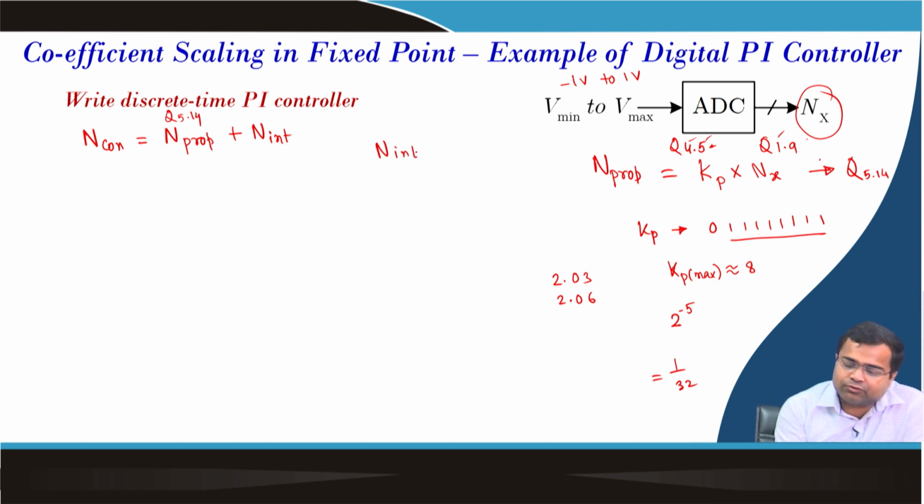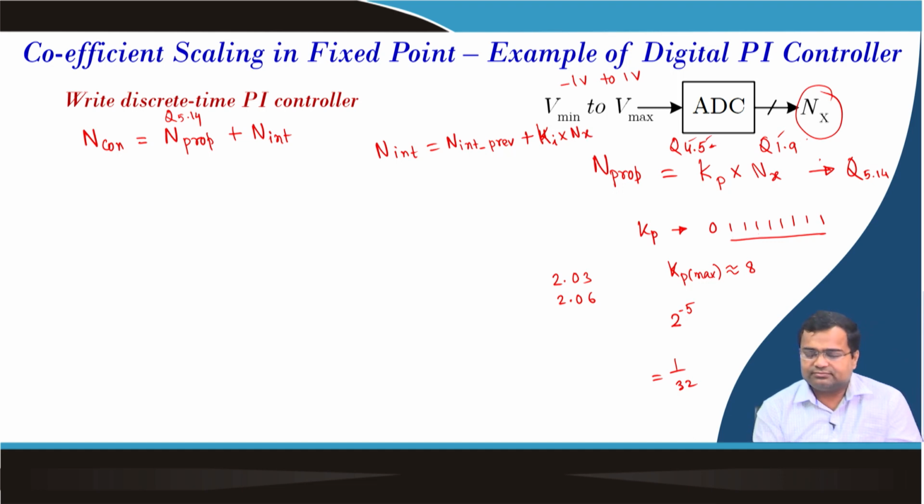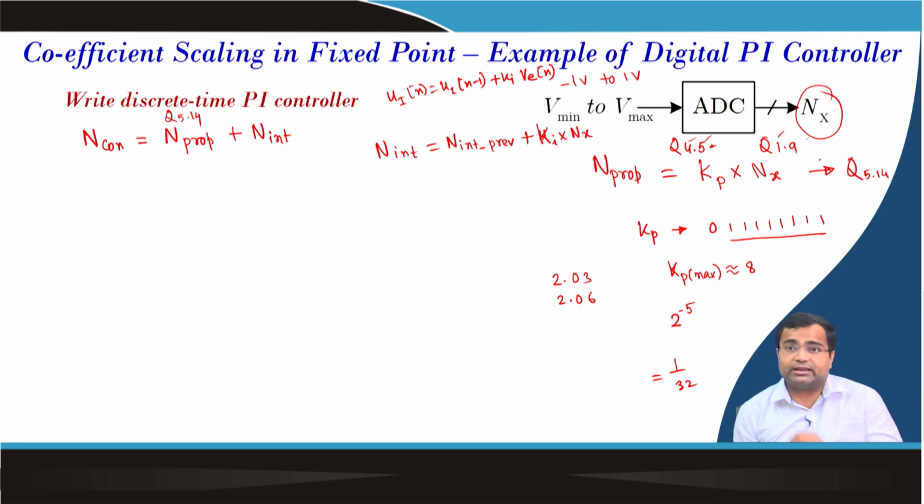Now, we are talking about the integral gain. What is the integral? We know that the integral has the previous integral plus Ki into Nx, the instantaneous term. In the actual equation, we know ui of n is equal to ui of n minus 1 plus Ki into V error n. So something similar we are writing. But now I want to understand what the size of this term is.